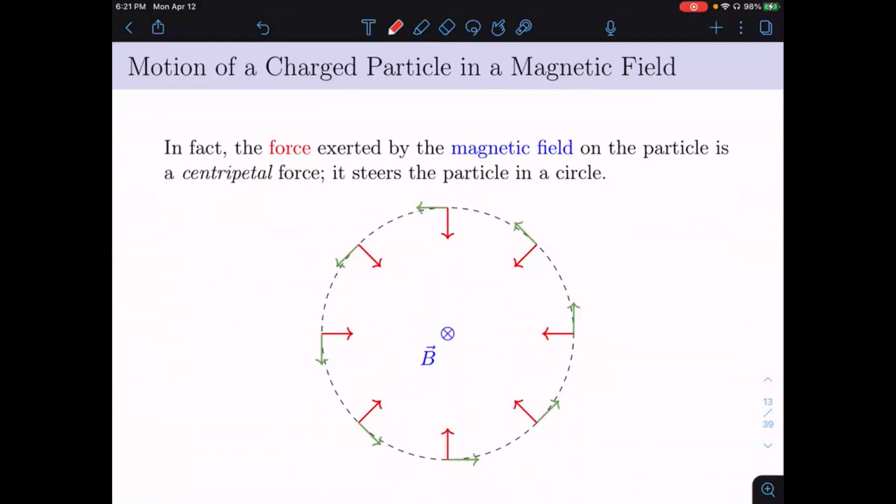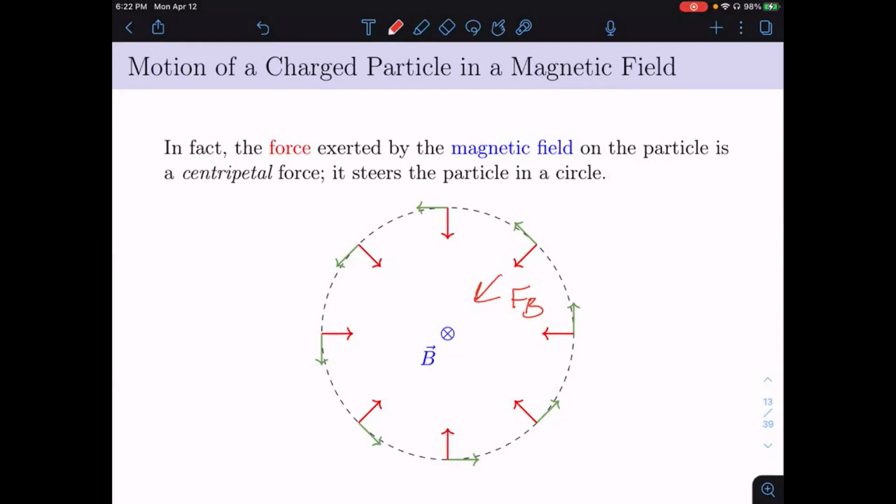Something I covered a little bit earlier: in general, the force exerted by a magnetic field on a particle is a centripetal force. Hopefully from Phys 1, that definition sounds a little familiar. It just means that it's going to move something in a circle. Centripetal force always points inwards towards the center of my circle. So the effect of a magnetic force on a positively or negatively charged particle is just to bend it in a circle.